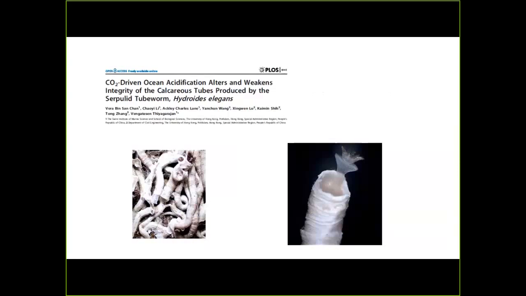And one of the things, they make these calcium carbonate tubes, pretty conspicuous, that are attached to rock surfaces. And here's one tube with little worms sticking its forehead out there, and they filter food out of the water as it comes by. And as they grow, they just elongate their tubes. And CO2-driven ocean acidification alters and weakens the integrity of these tubes. Okay? And so again, it's going to make them more vulnerable to predators. So there's a lot of work on the calcification process and lots of different aspects of it.